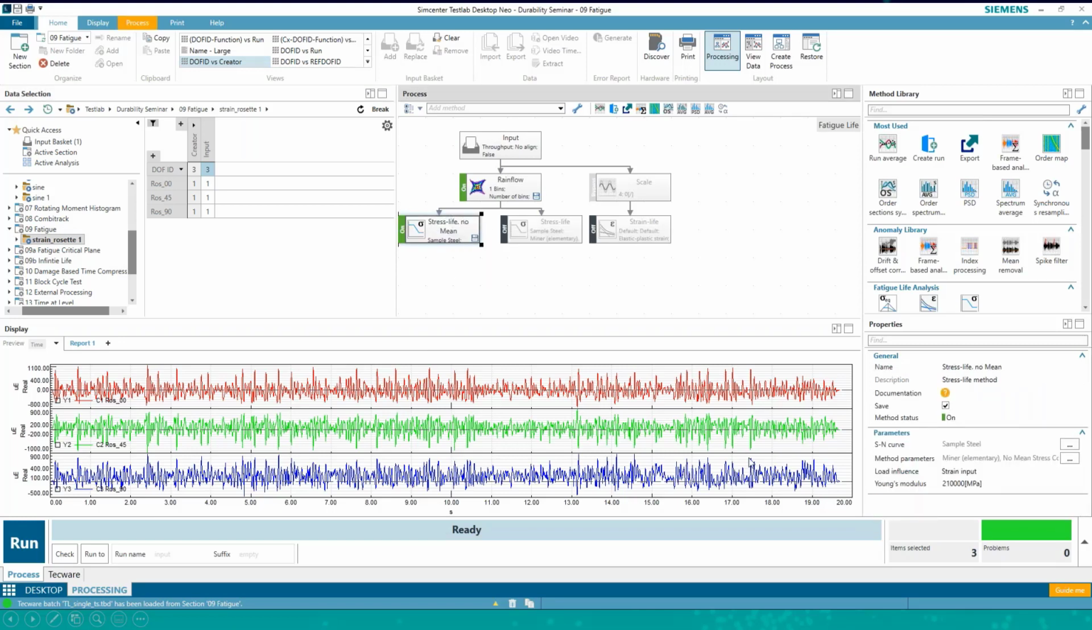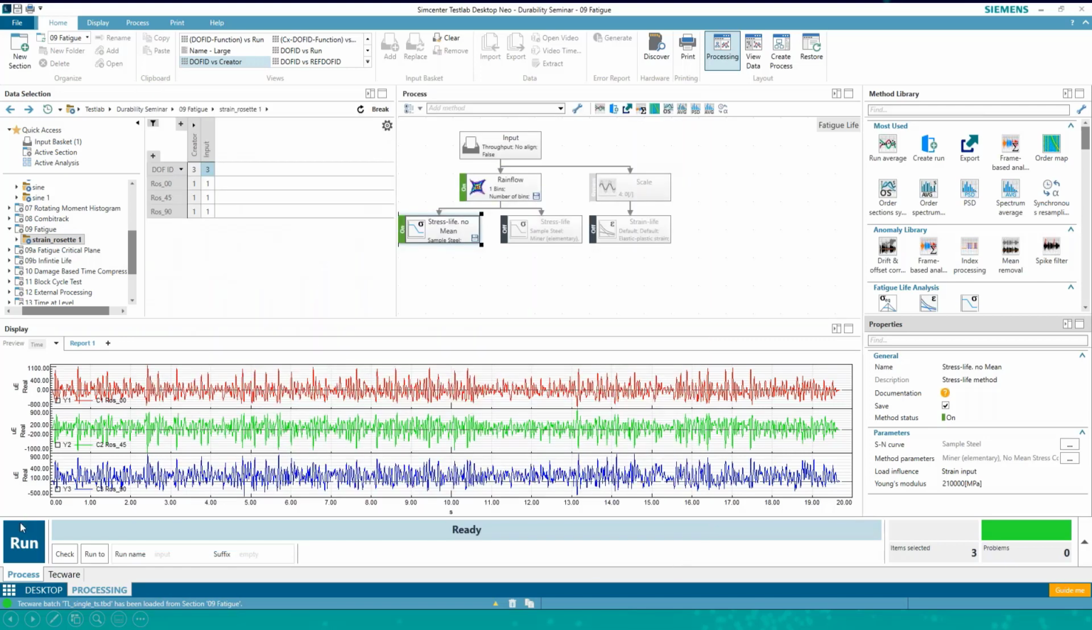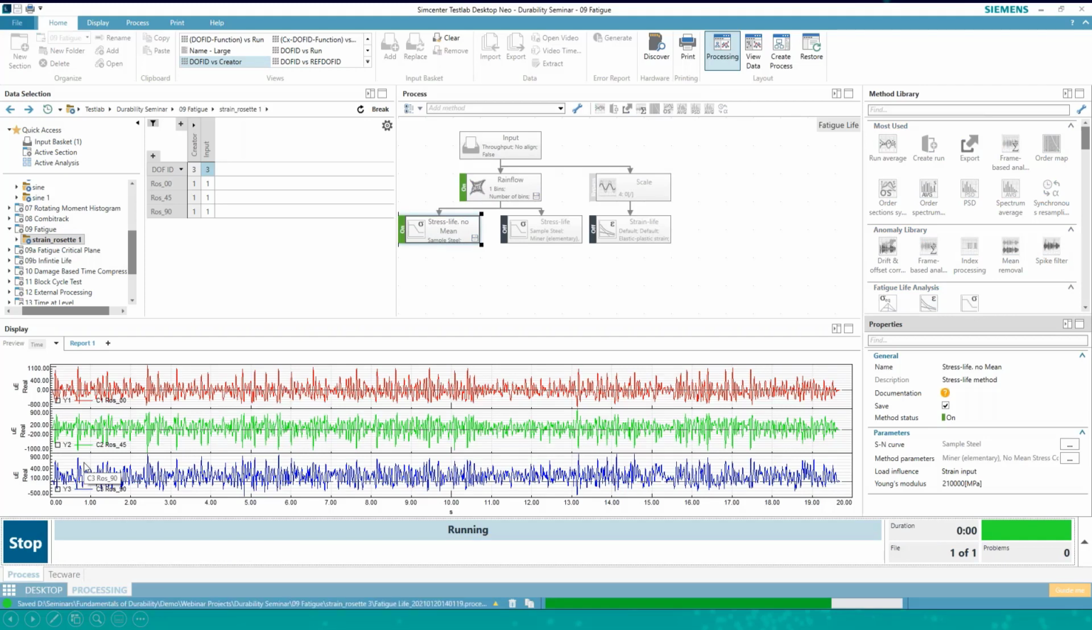So now I'm telling it what Young's modulus is, so it'll automatically multiply for me. And I'm using the fatigue properties of Miner's elementary rule. I'm ignoring mean stress, and I'm using the endurance limit. So that means if I did not have a cycle that went above the endurance limit, I wouldn't get any damage. But once I go above it, based on this rule, I will count damage cycles below. So I've got that rosette, and I'm going to run it. And then I'm going to go over here, look at my results.